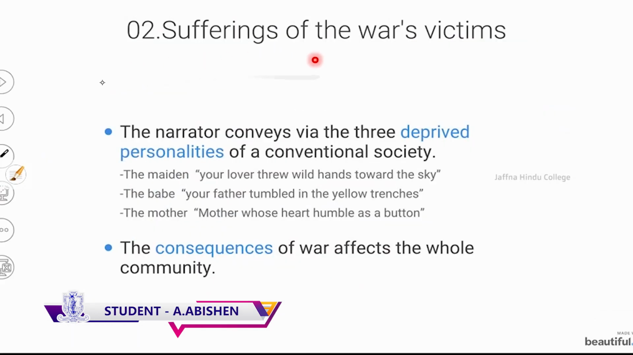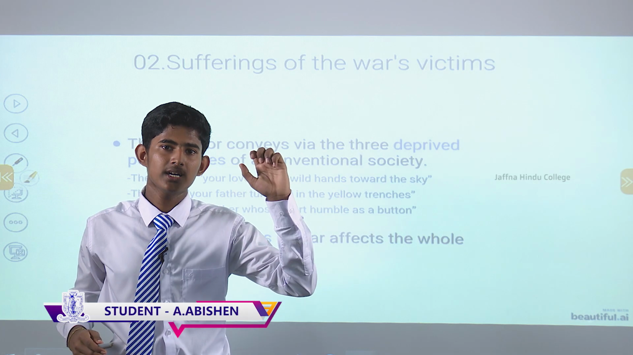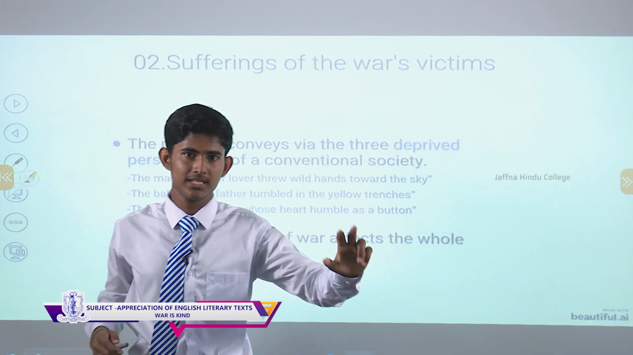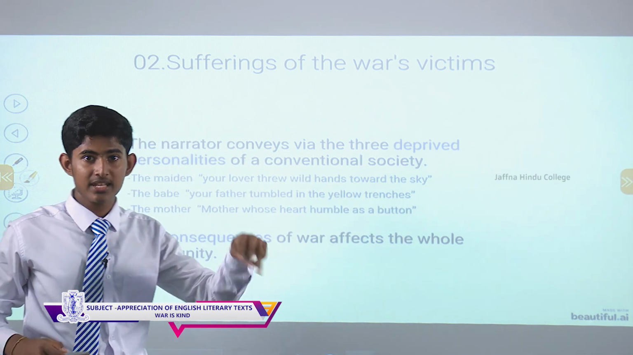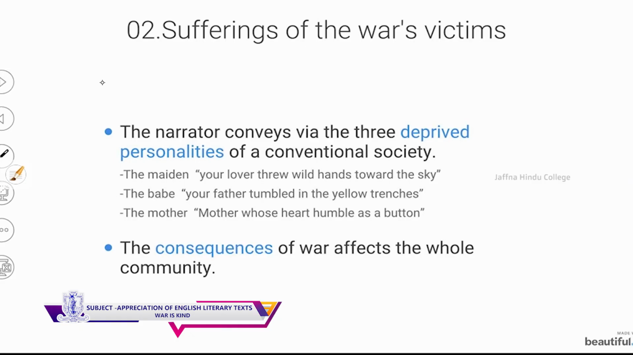Sufferings of the war's victims. The three main personalities are a grieving kid, a mourning maiden, and a sorrowing mother. These three personalities, which resemble civilization, are portrayed as the sufferers of the war's victims. Here we can see deprived personalities. In order to address them, we use the adjective deprived. Then the consequences of the war: how the ill effects of war affect these people.